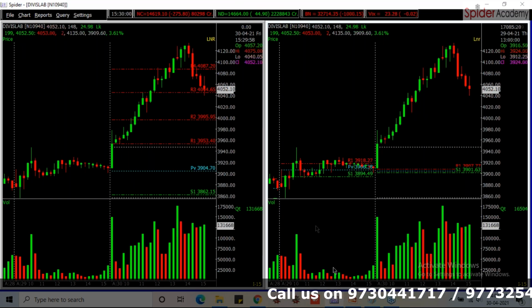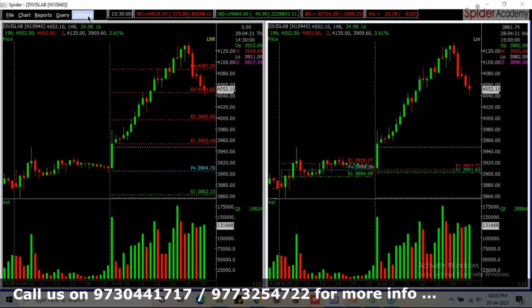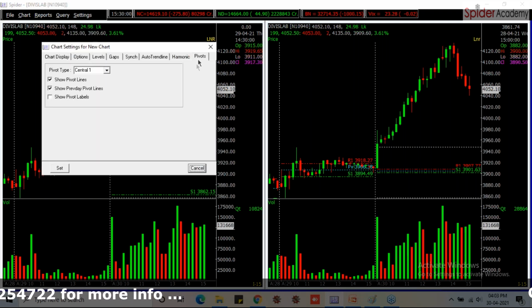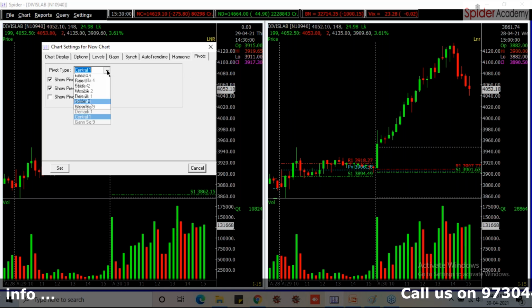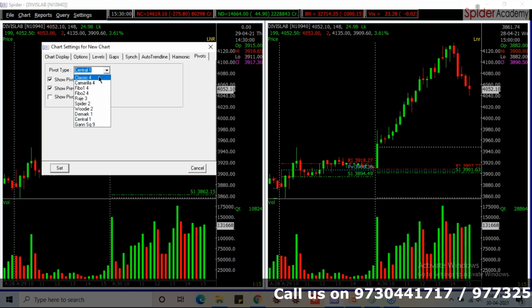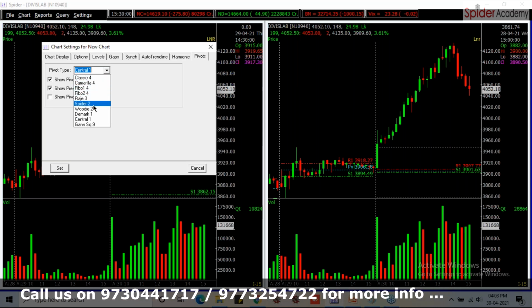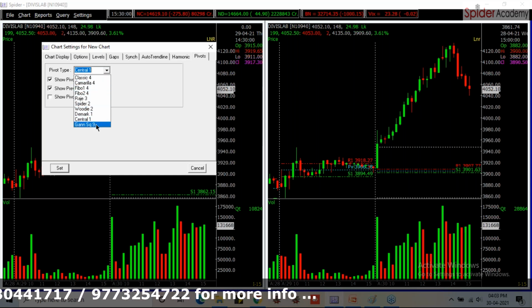In our Spider software, we have different types of pivots. If you go to the settings and click on pivots, here we have different types such as classical, Camarilla, pivot, Spider, Woodie, central, Gann square, etc.